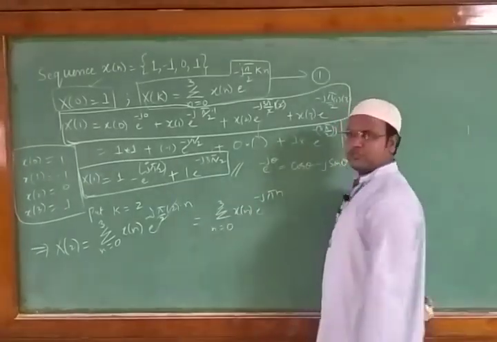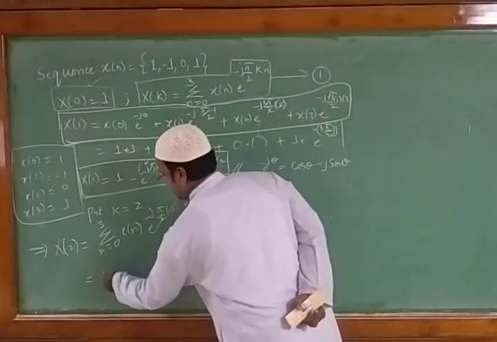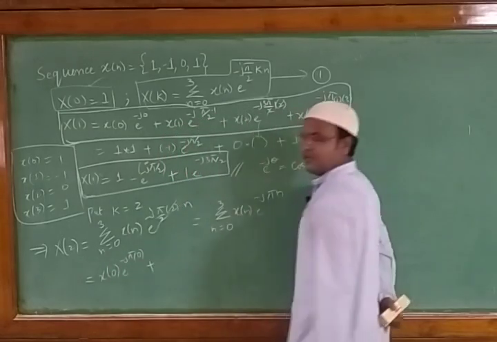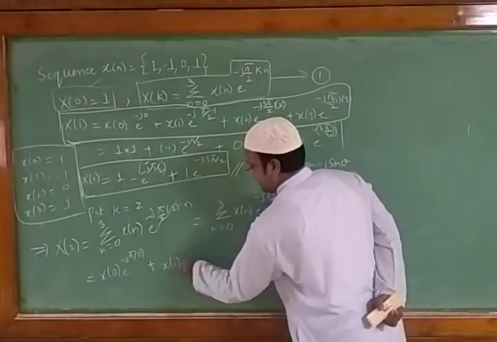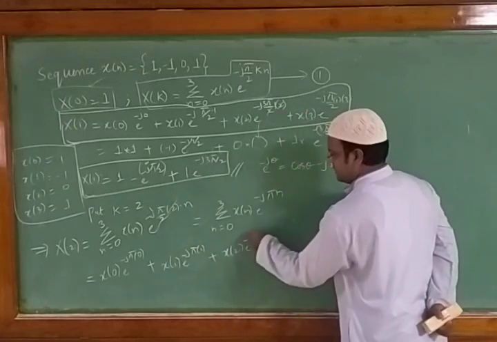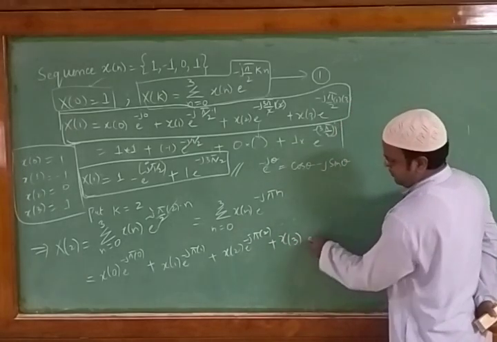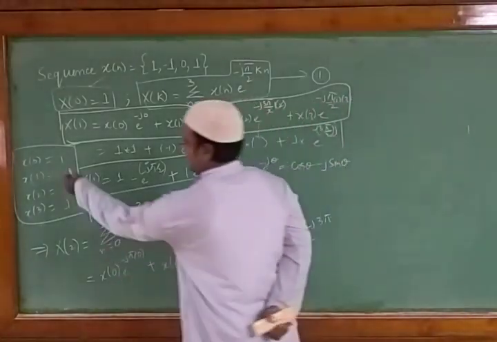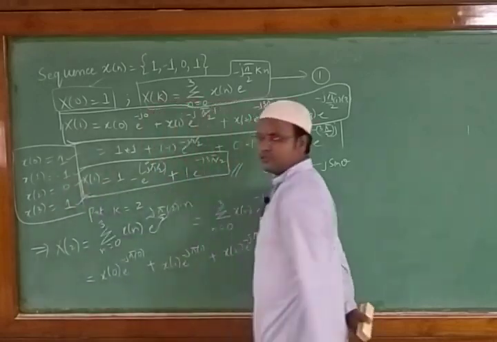Now apply the summation for this whole expression. What is the first term we got? X of 0 e power minus j pi into 0, plus the next number after 0, which would be 1, so x of 1 e power minus j pi into 1, plus x of 2 e power minus j pi into 2, plus x of 3, so e power minus j 3 pi. Like this we write. All these values we know: x of 0, x of 1, x of 2 and x of 3. Those numbers we can write over there.